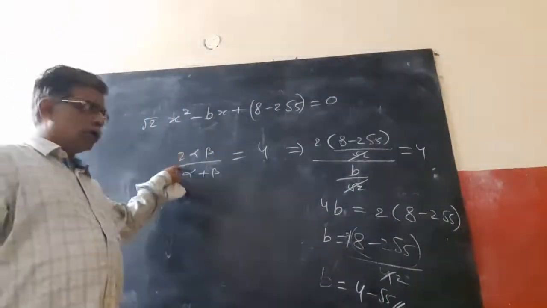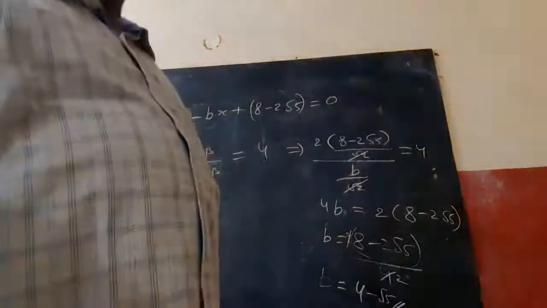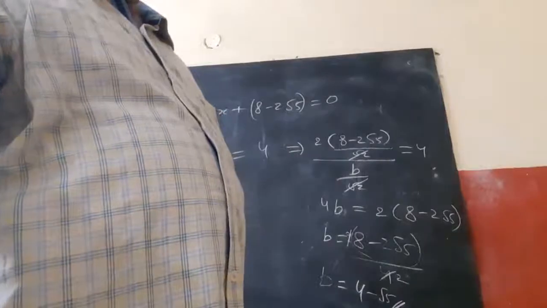Harmonic mean is 2 alpha beta by alpha plus beta, the reciprocal of the arithmetic mean we can say. And many times this harmonic mean was given. I think I saw it 2 to 3 times in the last 5-6 years' papers.